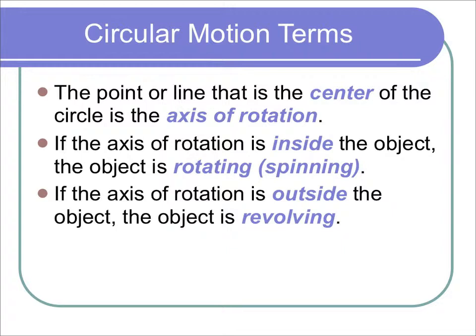Some terms to keep in mind when you're reading word problems about this. The center of the circle is sometimes called the axis of rotation. So if something is orbiting at 5 meters away from the axis of rotation, that means they're 5 meters away from the center, or they have a radius of 5. It's just a different way of saying it.